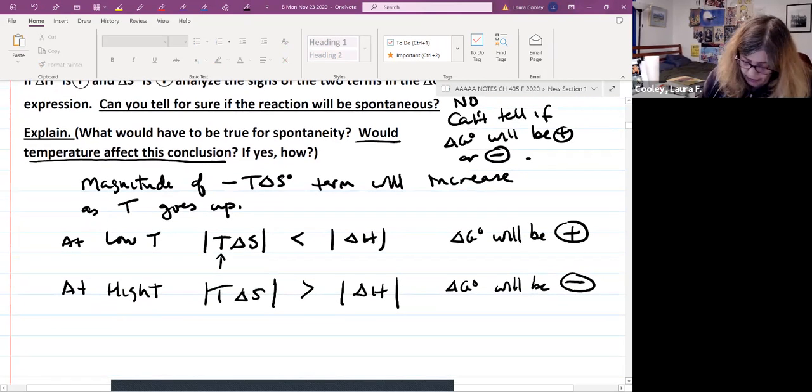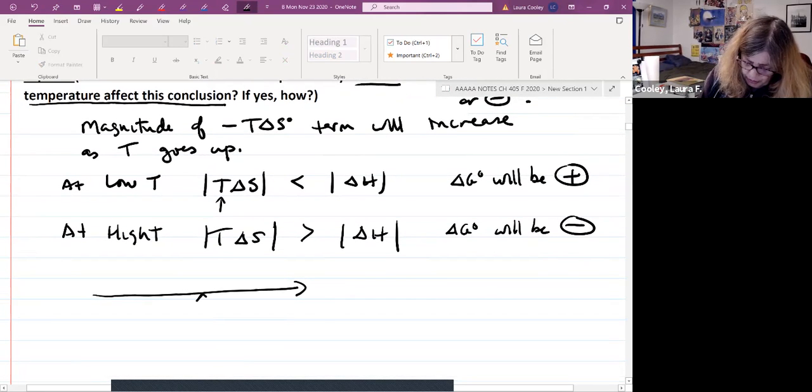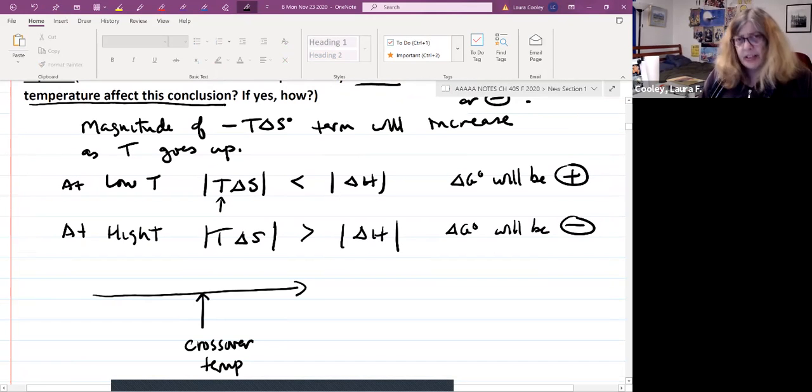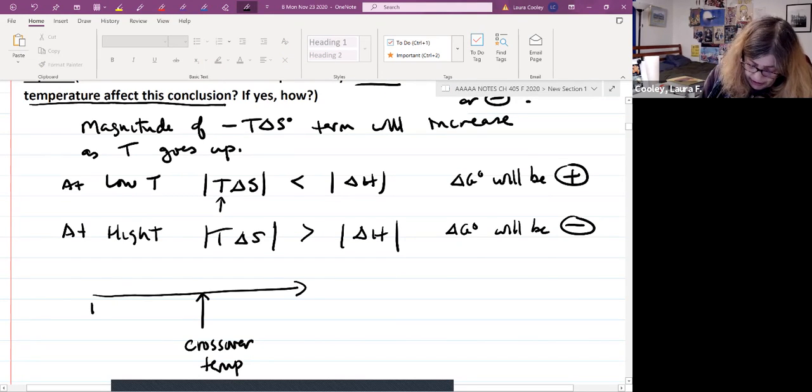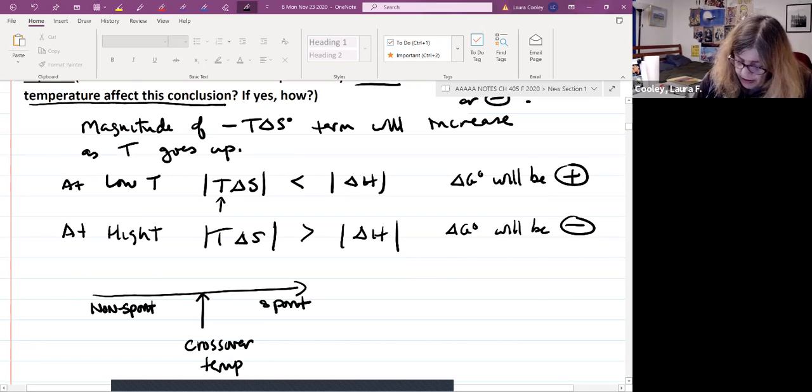So that means we have kind of a, if I put temperature here, a temperature which I tend to call the crossover temperature. This happens when both delta H and delta S have the same sign, because when you put that minus T delta S, it means that those terms have different signs. So that means there will be a temperature where this reaction will go from being non-spontaneous to being spontaneous. Okay, what is that temperature? Well, it all depends on the relative magnitudes of these two terms.